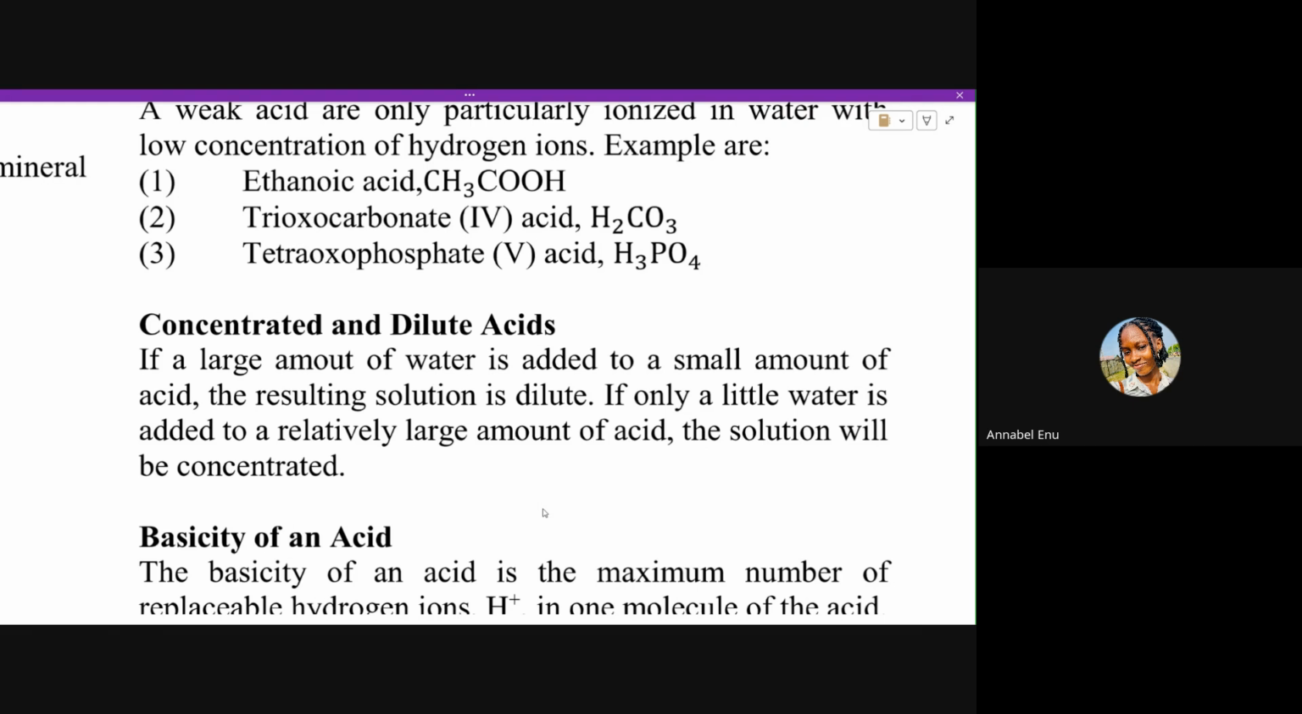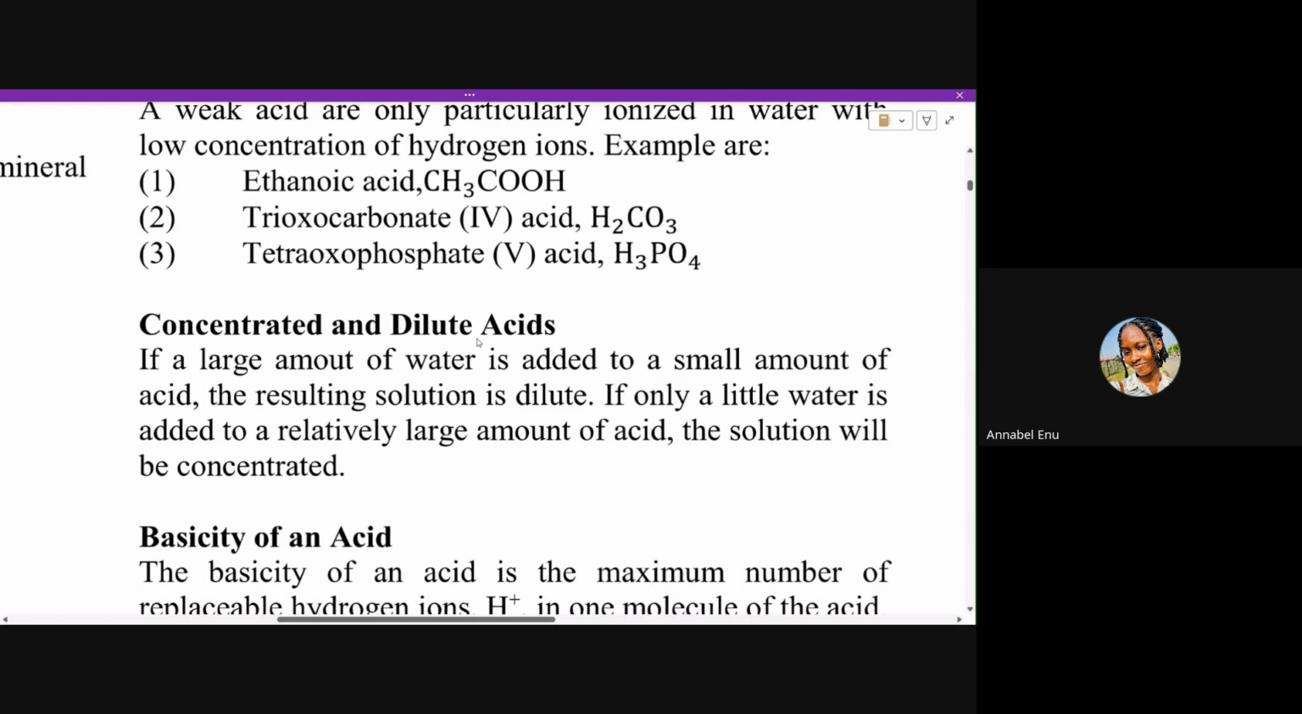Okay, it's just like saying I diluted. Once you dilute anything in water, the water makes the amount, the concentration, of that thing reduce. I hope you all understand what I'm trying to say.